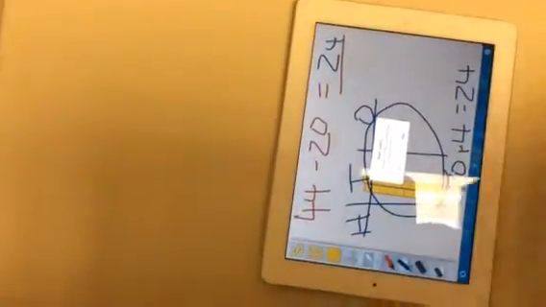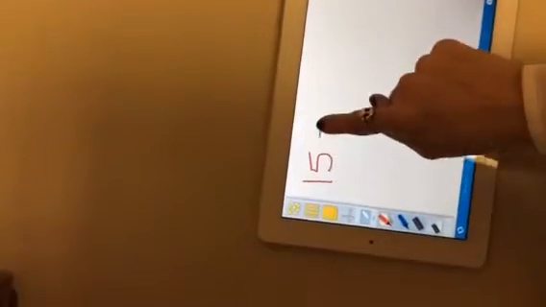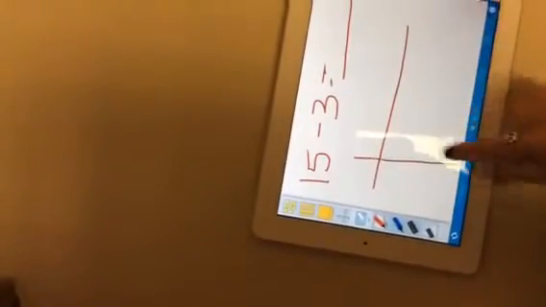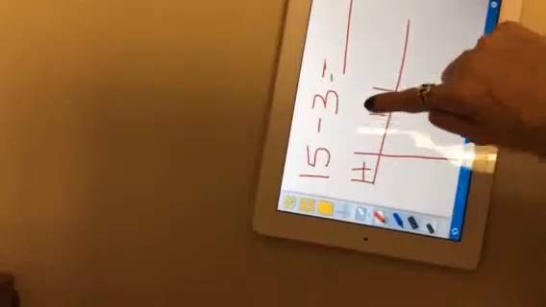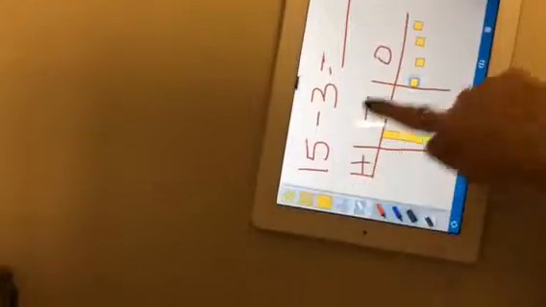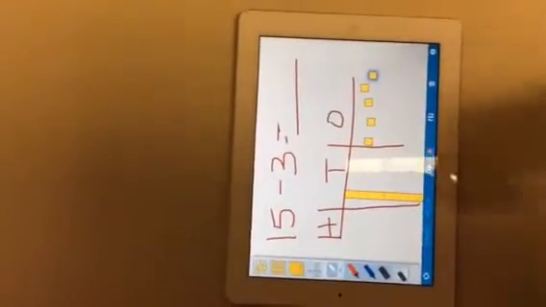Let's do one more subtraction. Let's do 15 minus 3 equals what? So we're going to put our larger number down, so hundreds, tens, ones. 15 has nothing in the hundreds, but it does have 1 in the tens and 5 in the ones. Okay, let me readjust.